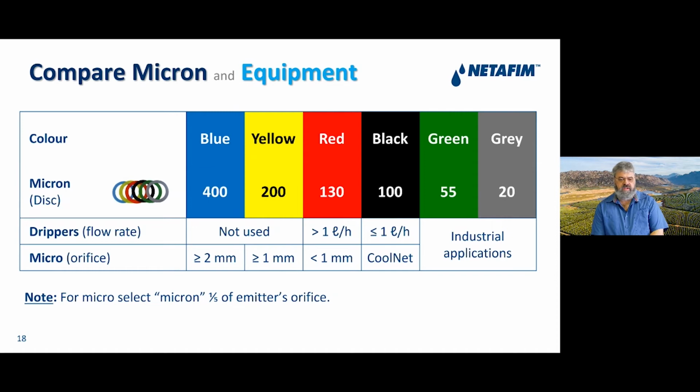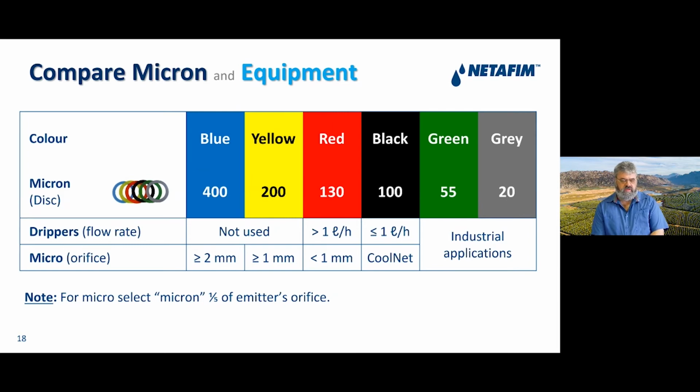As your nozzle increases, you can go to a coarser filtration. And as the nozzle decreases in size, as you can see, if it goes below 1 millimeter, we go to a red disc. And if we go in a greenhouse with a cool net system, we will go to 100 micron. The same with drippers.